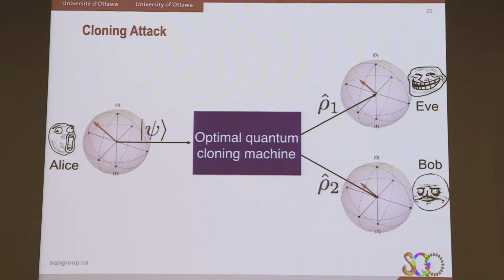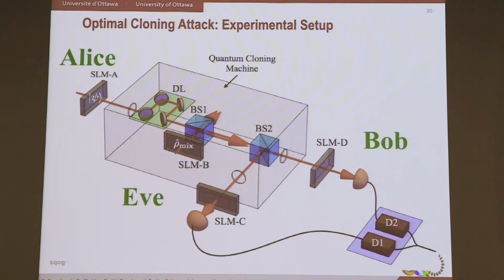So we had a machine, which Frederic Bouchard, one of my PhD students, at that time he was a master student, built. It's the optimal quantum cloning. You send a quantum state, but as a consequence of the eavesdropper, this quantum state becomes a density matrix. It's not anymore a pure state, it has some noise, and Eve keeps one of the photons for herself and sends the other photon to Bob. And that's a very simplified version of the machine. I don't want to talk about this.